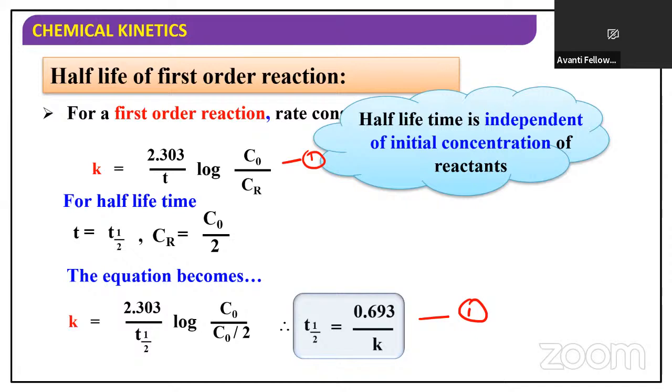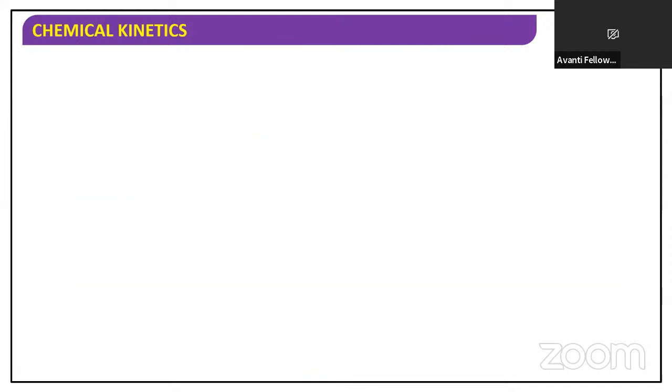So basically half-life time is the time in which the reactant reduces to half of its initial value. That is, a time in which the reactant reduces to half of its initial value. So this is called the half-life time. So just put the values: we put R is equal to R naught by 2 and t is equal to t half. On putting these values, you'll get t half is equal to 0.693 upon k. So in this expression, observe very carefully, half-life time for the first order is independent of the initial concentration of the reactant. It does not depend upon the initial concentration of the reactant.